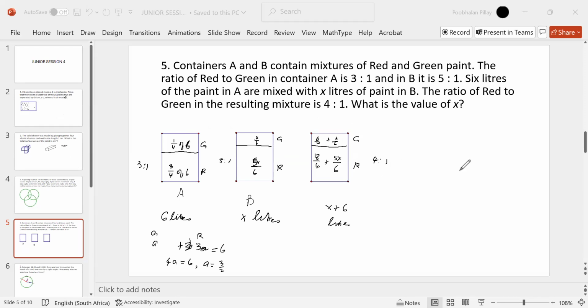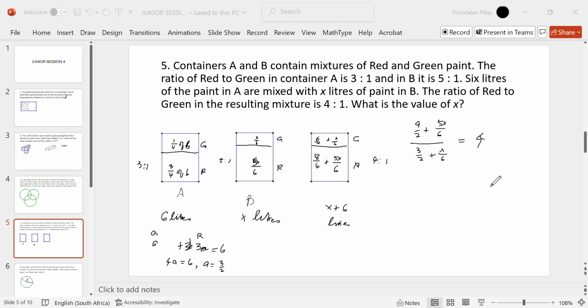But we know that the ratio is 4:1. So this over that is 4/1. I can simplify 18/4 to make it 9/2, plus 5x/6, red over green. 6/4 is 3/2. So that fraction is equal to 4, and you have to solve for x.